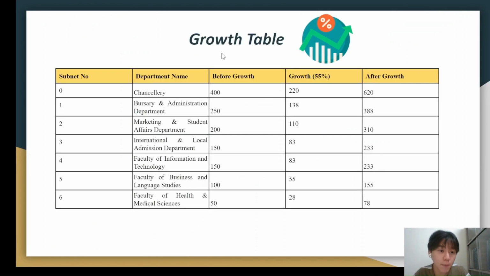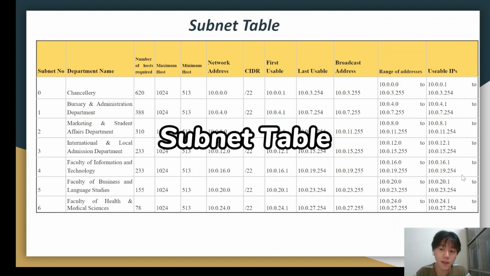For the growth table, as you can see, we have a subnet table with the departments. Based on the growth table, we need to calculate 55% growth. We take 400 hosts required before growth and multiply it by 55%, which gives 220. Adding them together gives 620. The rest of the calculations use almost the same method, and this is how the subnet table looks.